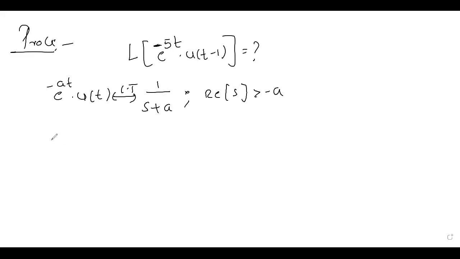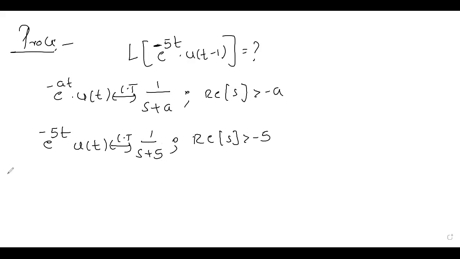In place of a, what I have to write? Phi. e power minus phi t into u of t. What is its Laplace transform? 1 by s plus phi, real part of s greater than minus phi. But what we have here is t minus 1, shifting is there. So I have to use the shifting property. Let us take this as x of t and this as x of s. Then what is the time shifting property?